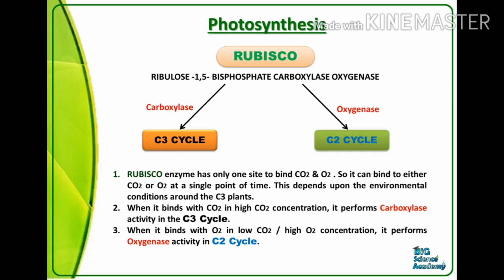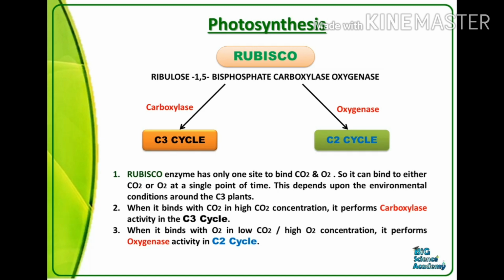So the full form of RUBISCO is ribulose 1,5-bisphosphate carboxylase oxygenase. RUBISCO has a dual functional property, that is, it can act as both carboxylase and oxygenase in different cycles of the plant. In the C3 cycle, it acts as carboxylase where it fixes CO2 molecule, but in C2 cycle, it acts as oxygenase where it fixes O2 molecules.